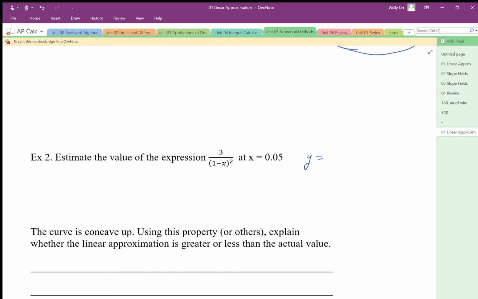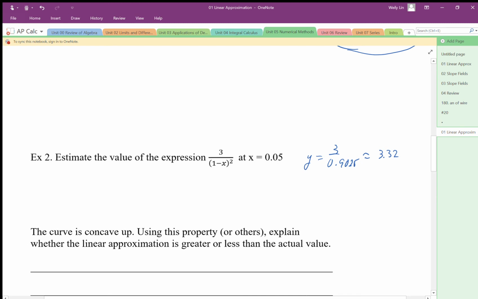It's 0.95 squared, which is 0.9025. So it's going to be 3 over 0.9025. That's approximately equal to 3.324. I'm just going to round that to 3.3. So that's the actual value at that point.